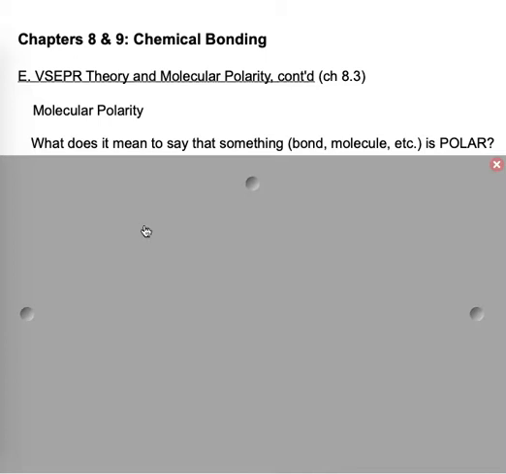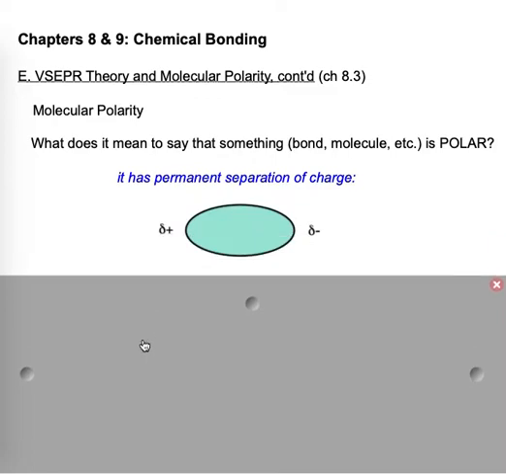Well, polar simply means that it has a permanent separation of charge. So if I consider this big turquoise blob to be a molecule of some sort, if one end of the bond has a slight positive charge and the other has a permanent slight negative charge, then I'm going to say that this molecule is polar. We would say that it has a dipole moment, and this separation of charge represents a dipole.